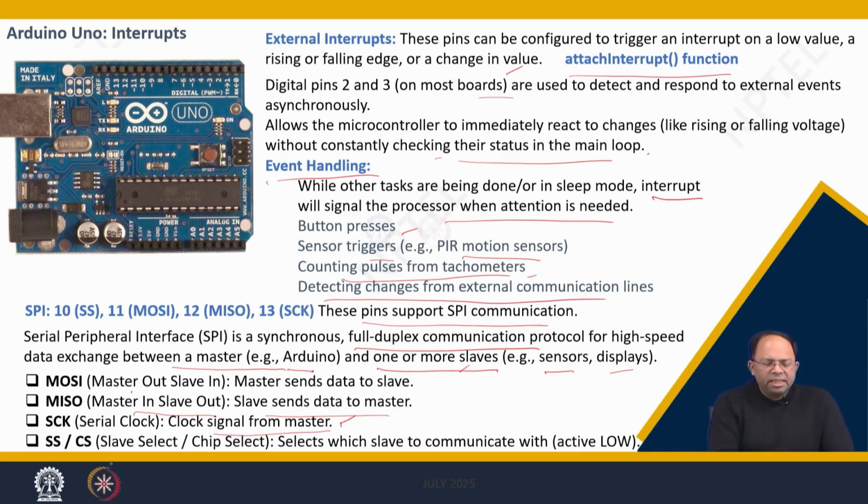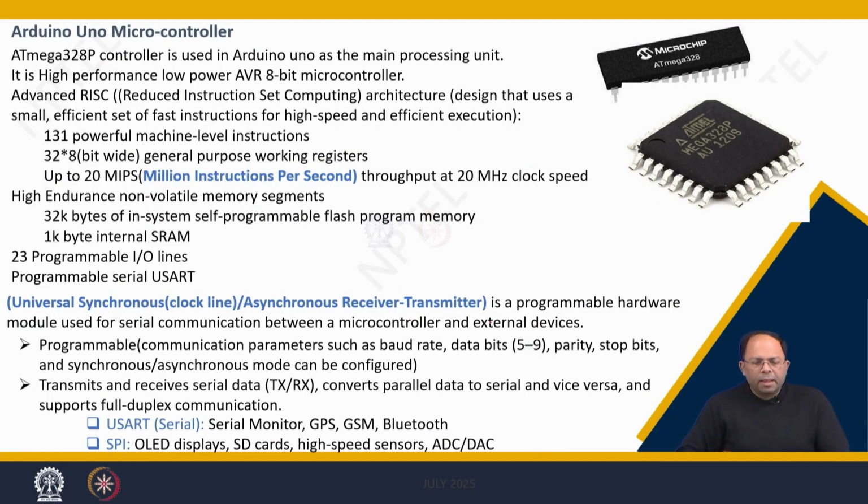Then SS, or CS, is slave select, chip select. It selects which slave to communicate with, active low, out of many slaves, if there are many slaves connected. So these are also different ways to communicate. Here it is mostly for connecting with sensors, not via the USB cable like what we were seeing earlier, but directly using these particular pins.